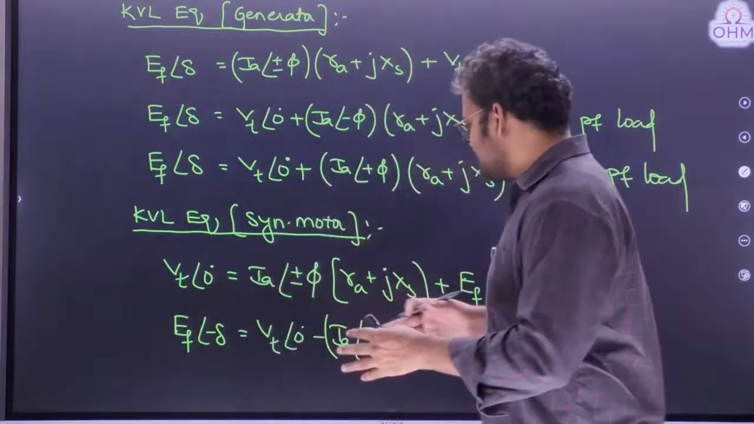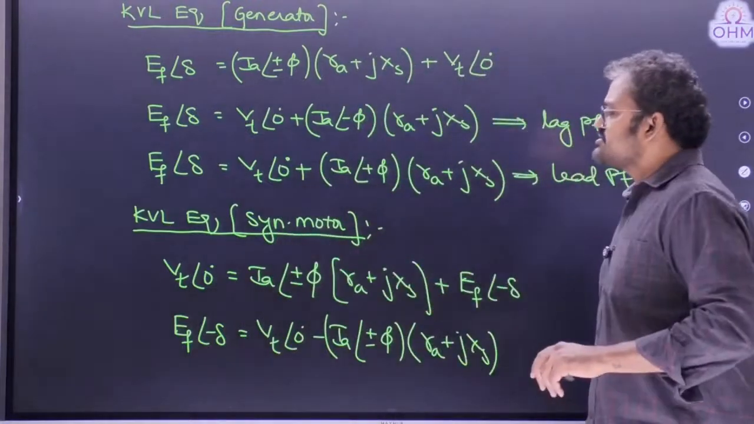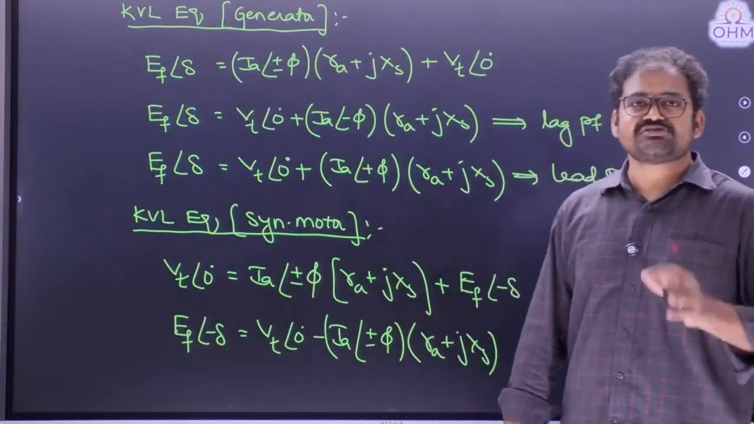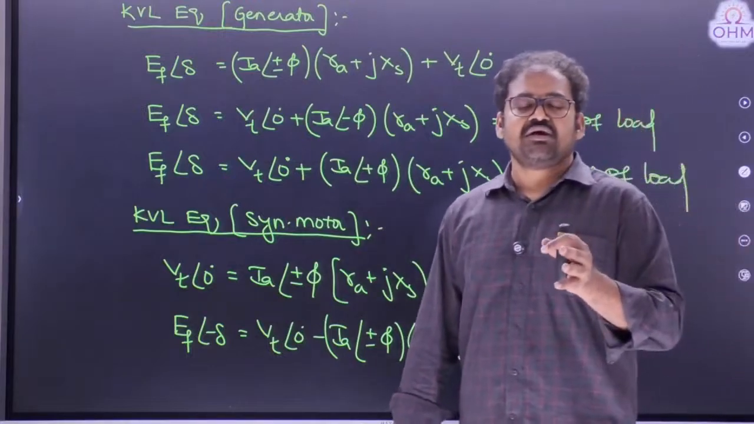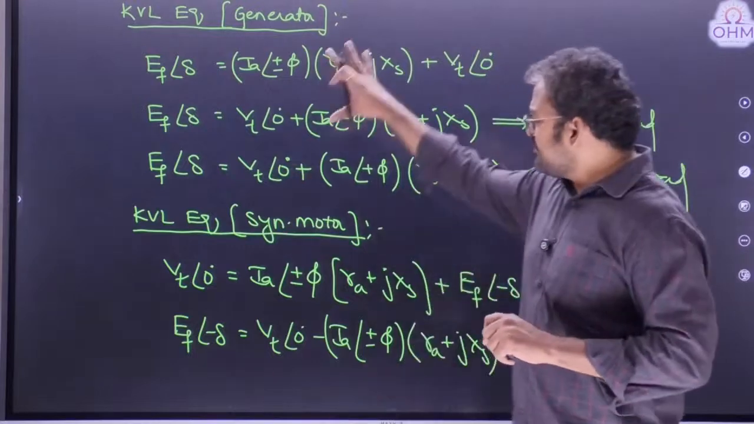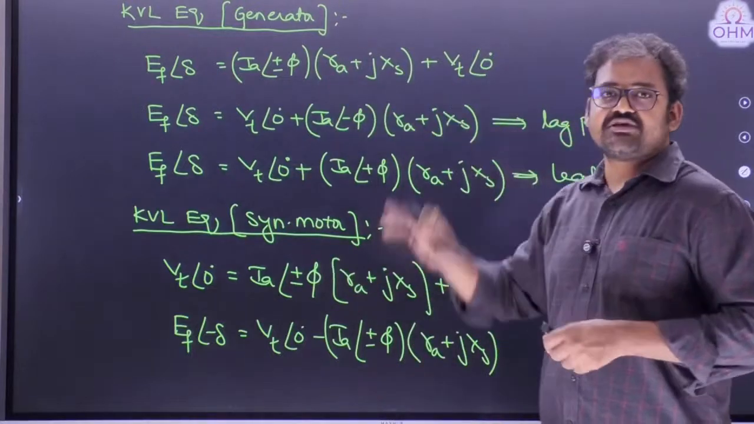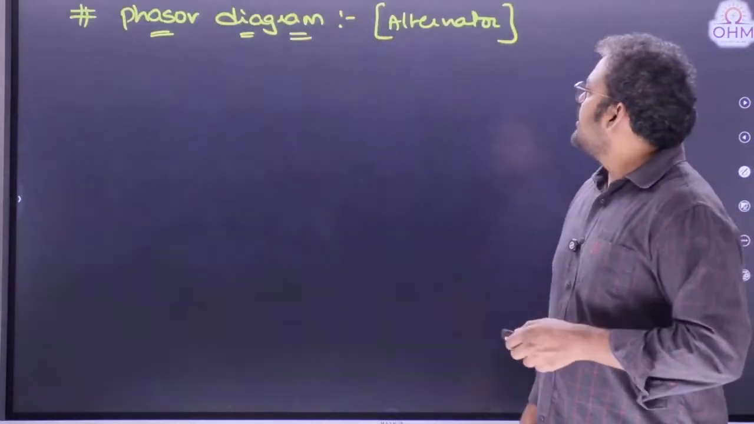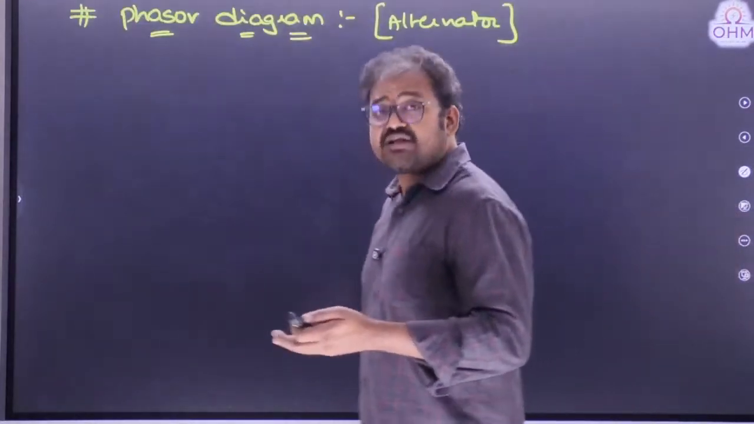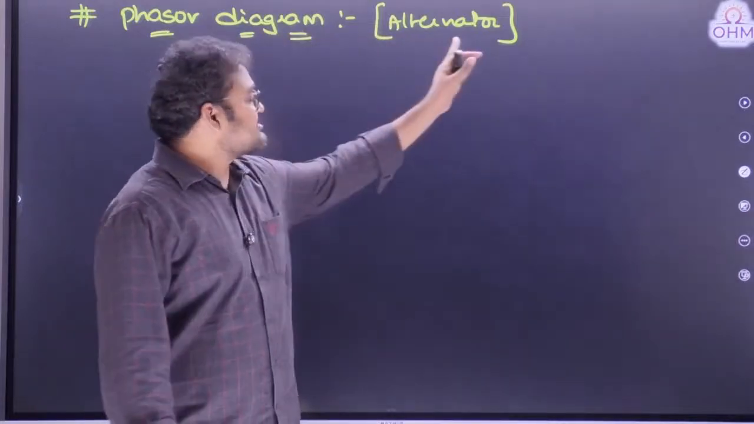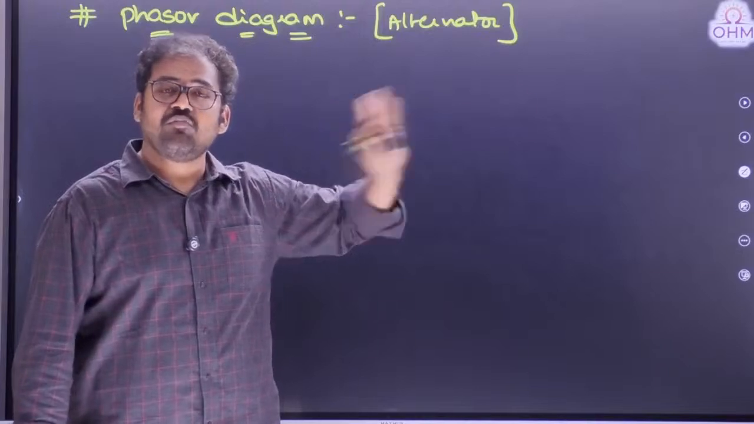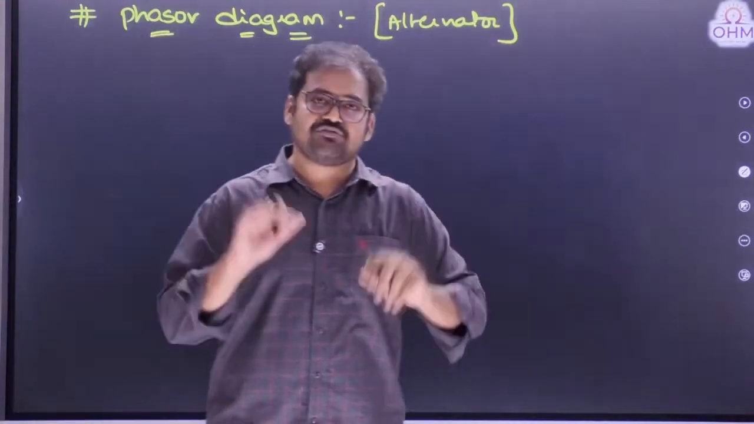So this is the basic way of writing the KVL equation in a synchronous generator as well as in a synchronous motor. But as I said, it will be a lengthy calculation if you do it in the examination hall. So the best way is always to solve the equations using the phasor diagram. If you are comfortable, you can proceed. Otherwise, you better use the phasor diagram. So I would like to draw the phasor diagram of the alternator first, that is the generator. Then I will draw the phasor diagram of the motor as well, so that you can compare both of them.